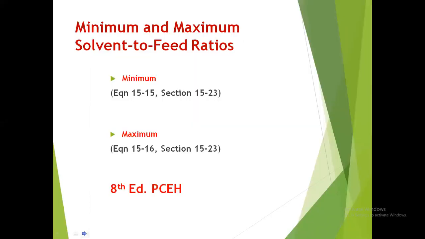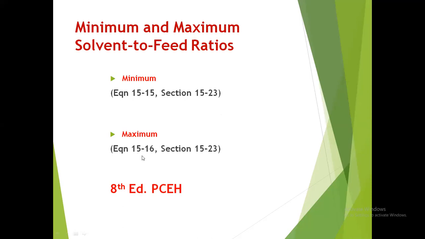Now we go to this one. For minimum and maximum solvent to feed ratios, I just place in here the specific equations that you have in your handbook. I have indicated that these equations are taken from the 8th edition. So you will be able to determine either the minimum or the maximum solvent to feed ratios, meaning with the corresponding amount of the feed, what would be the minimum solvent as stated in the problem based on these ratios. And you can look it up in this section of your handbook in this particular equation.